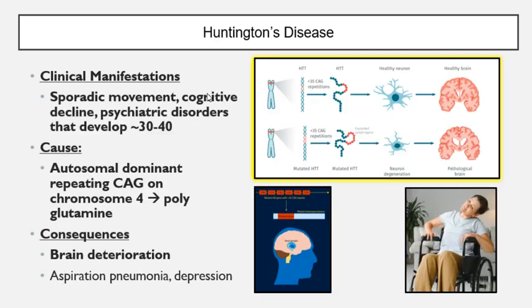Now, the third is Huntington's disease, where you have sporadic movements, cognitive decline, and psychiatric disorders that develop between the ages of 30 and 40. What causes this is a repeat of a CAG codon that's found within this polyglutamine gene.